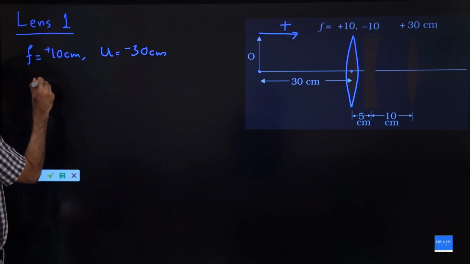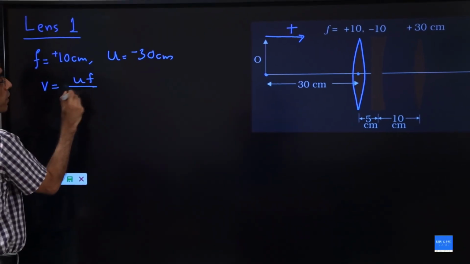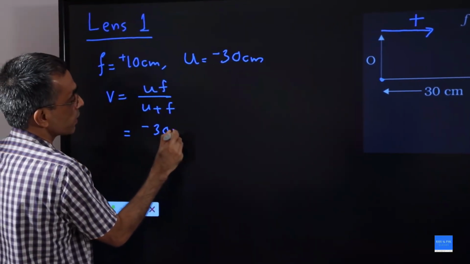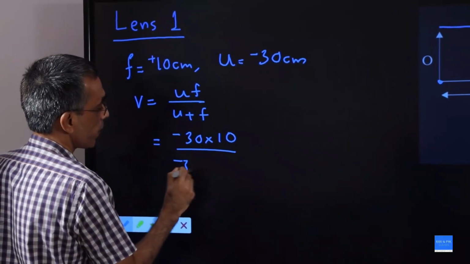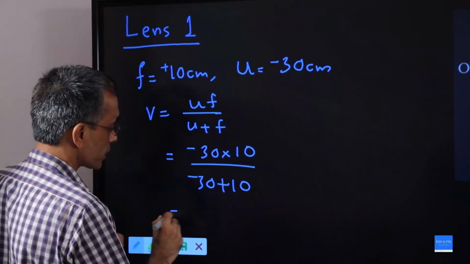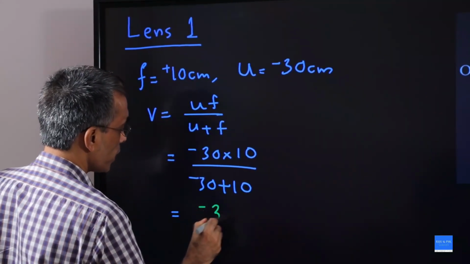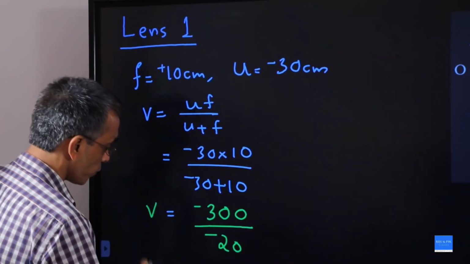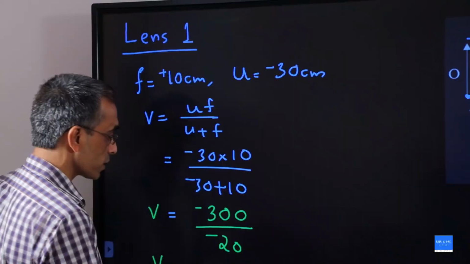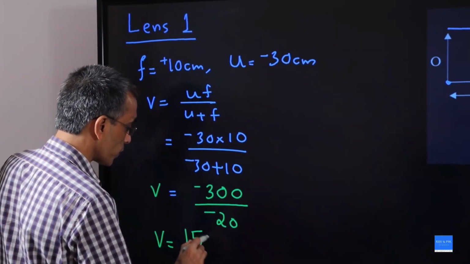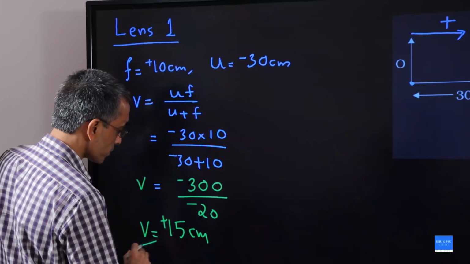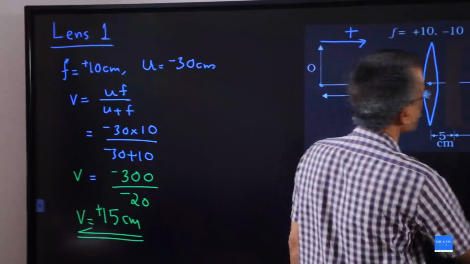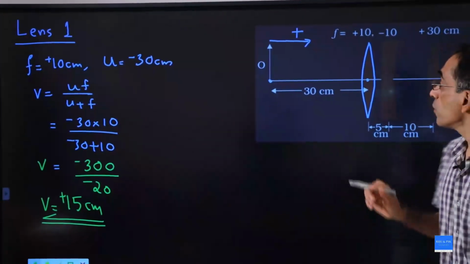From lens equation directly we get v equal to uf by u plus f for a lens, and this is given by minus 30 times 10 divided by minus 30 plus 10, which gives you minus 300 divided by minus 20. This is the value v. So v is equal to, minus minus cancel, 300 by 20 equal to 15 centimeter. Positive 15 means what? From the optical center to the right side. So where is 15 centimeter from the first lens?